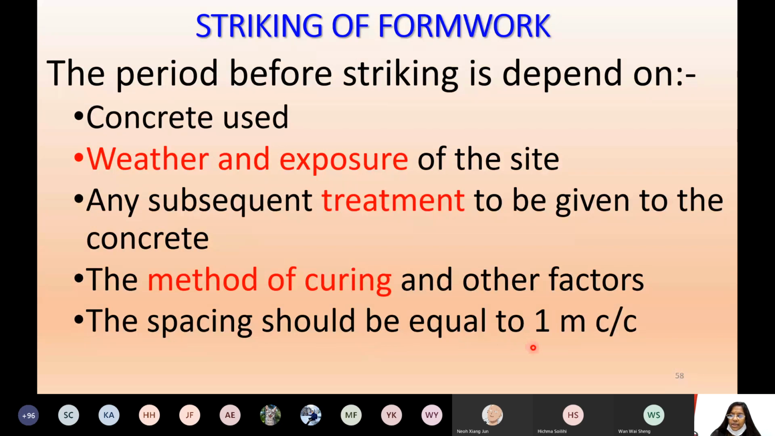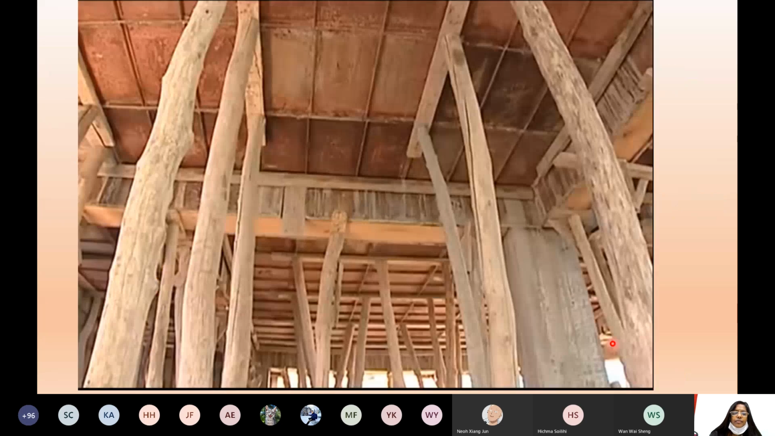The spacing should be equal to 1 meter center to center, or hardly 1.5 meter if you're firm enough, the material is good and it is a new brand fabrication. Wooden, this is another example of spacing. Again, I brought this to show you spacing. 1 meter, 1 meter, here to here is 1 meter, like this.